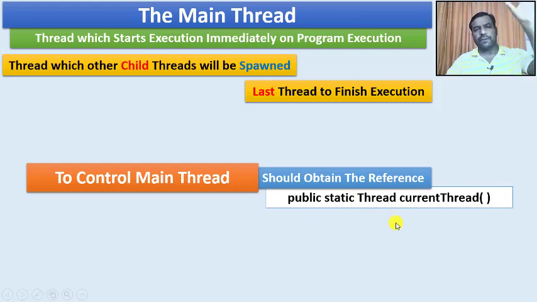For the main function, we don't know what the reference is, because this is created, maintained and executed by the program execution system. Hence I don't know the reference for this main thread. In that case, I can find out the reference, and once I know it, I can control the main thread also. Hence this is the method which we are going to use.